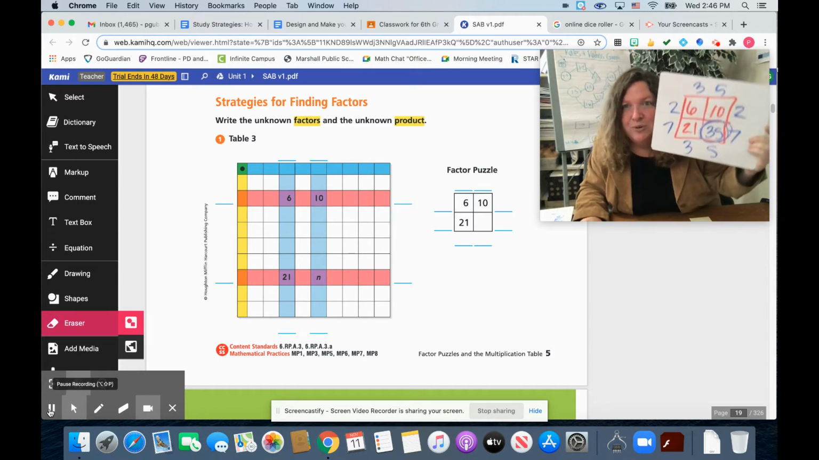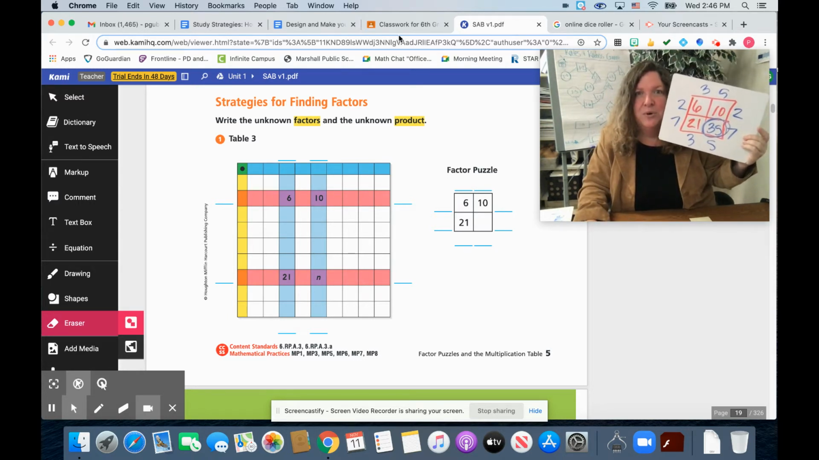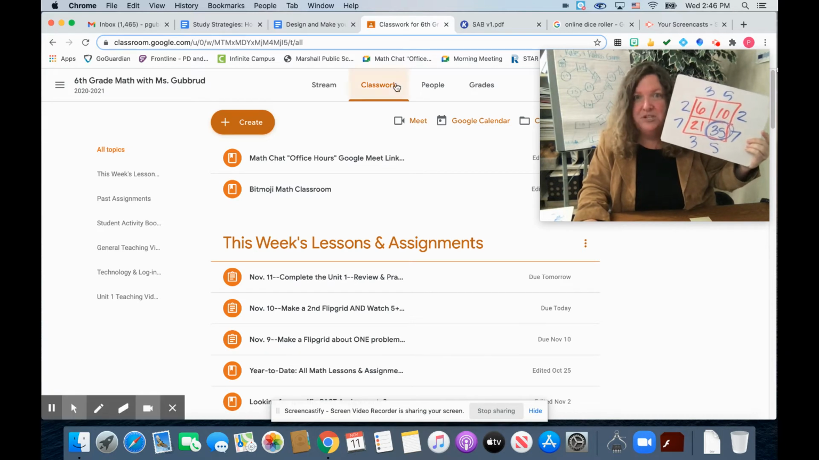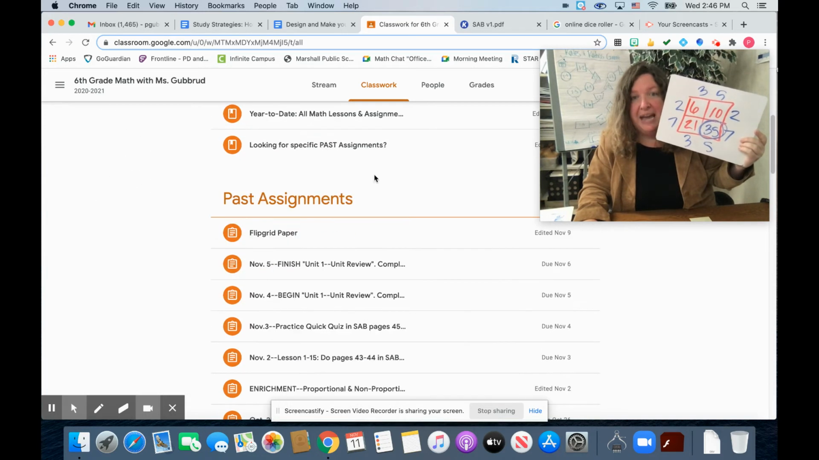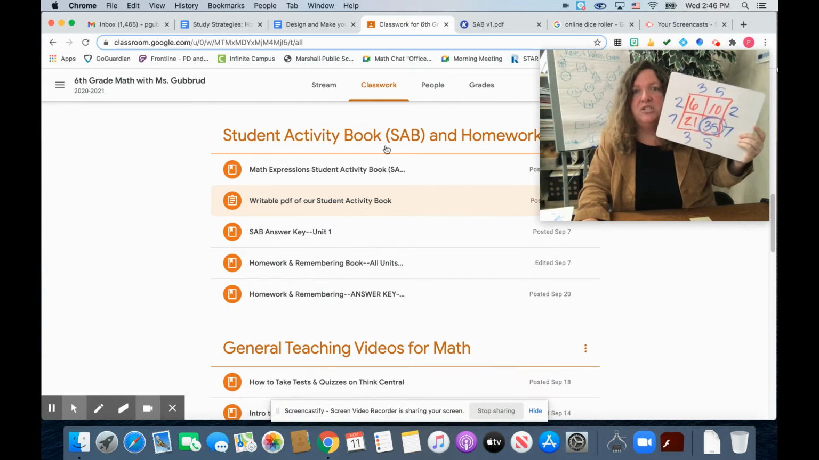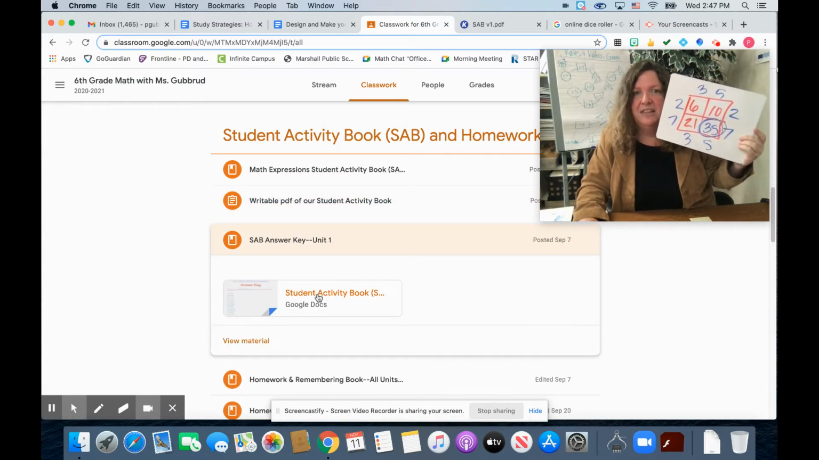So I need to go check my answer. What I'm going to do is go into my Math Google Classroom like I always do, go into classwork like we always do, scroll down past this week's lessons, past assignments, till I get to my student activity book. And I'm looking right here for my student activity book answer key. I'm going to click on that. There it is.